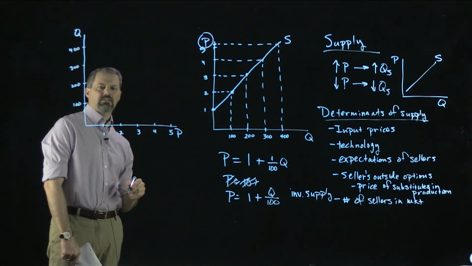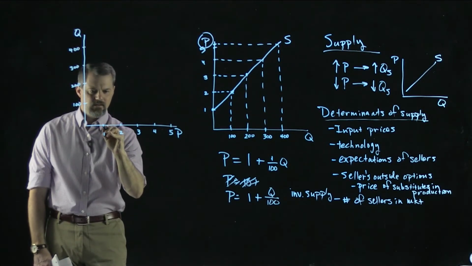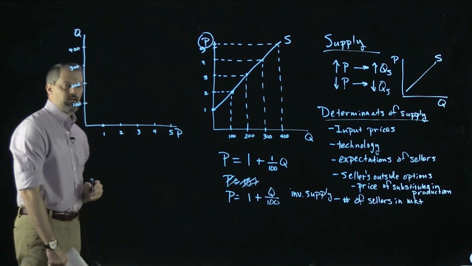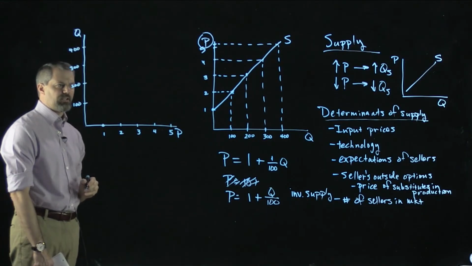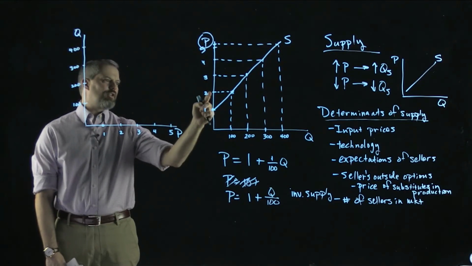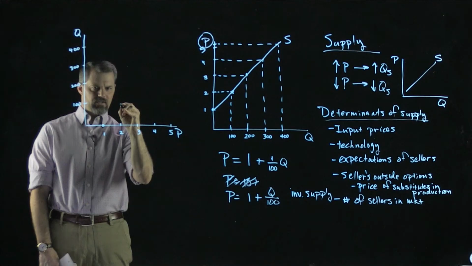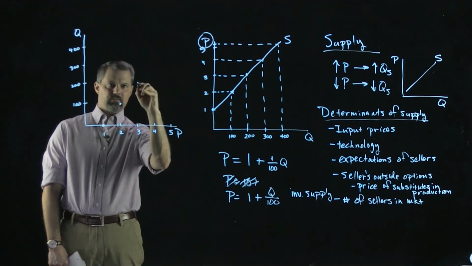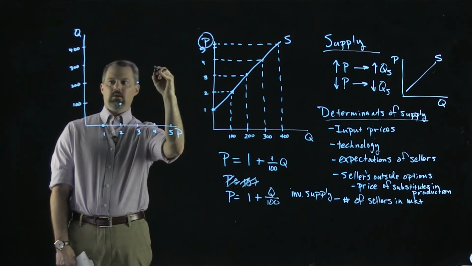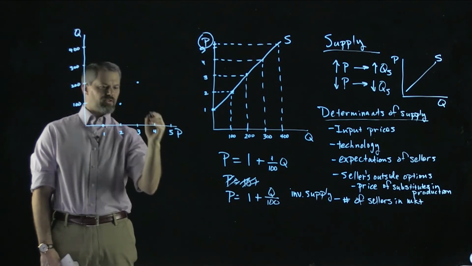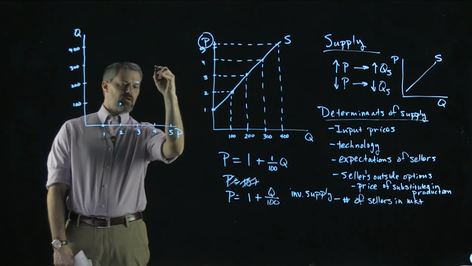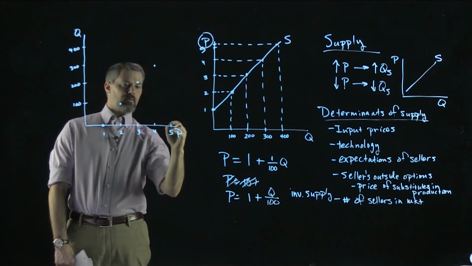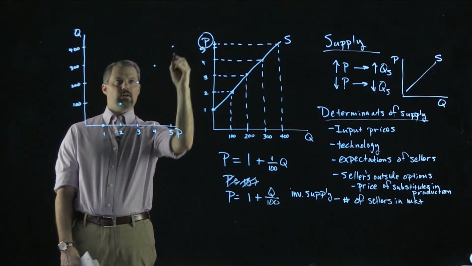This thing starts right here at a price of 1, a quantity of 0. If we go price of 2, quantity is 100, so there's a point. Price of 3, quantity is 300, there's a point. Price of 4, quantity was 200. Price of 4, quantity is 300. And at a price of 5, quantity is 400.